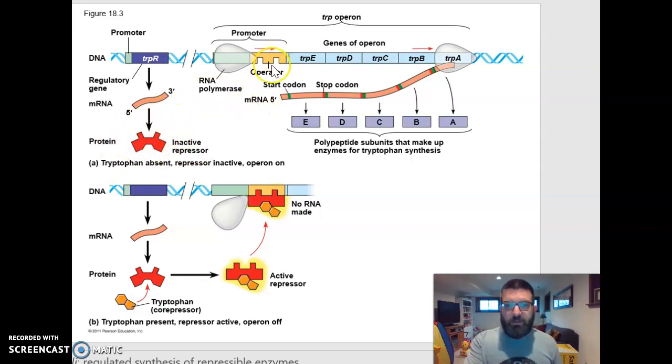It's a shape that can't bind to this operator, and so it can't block RNA polymerase. RNA polymerase can very easily bind to this, make an mRNA transcript that will code for all 5 of these genes. Because normally you have to make tryptophan. But if tryptophan's present in the environment, well, then you can just absorb tryptophan across your cell. You don't have to make it anymore.